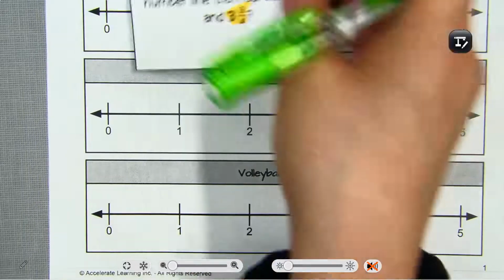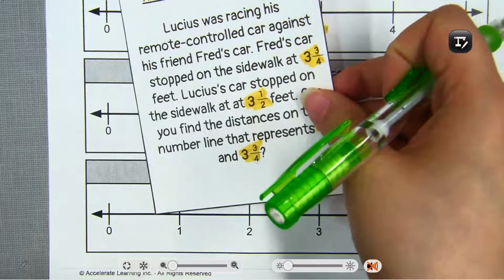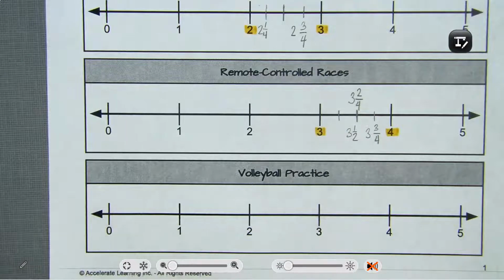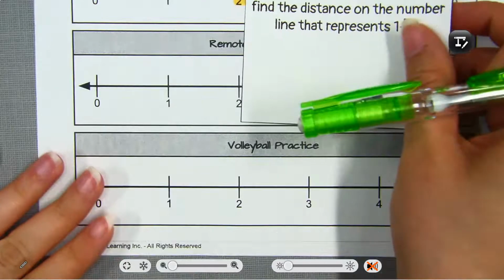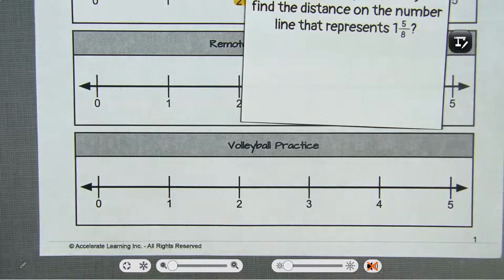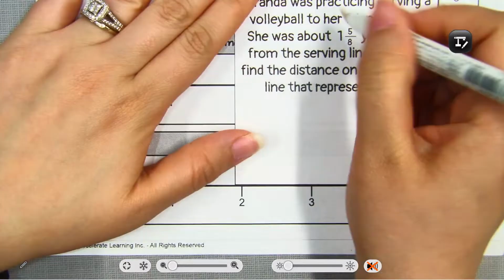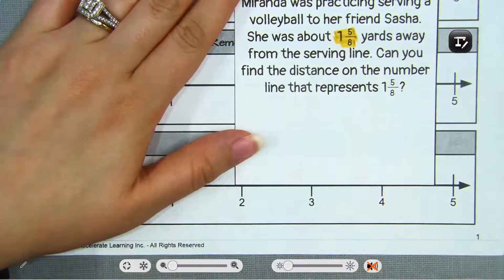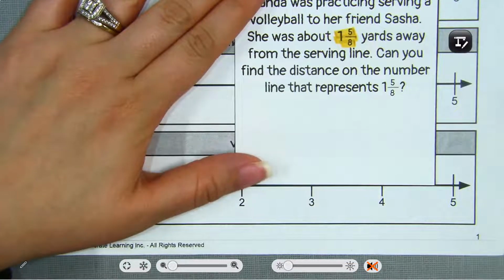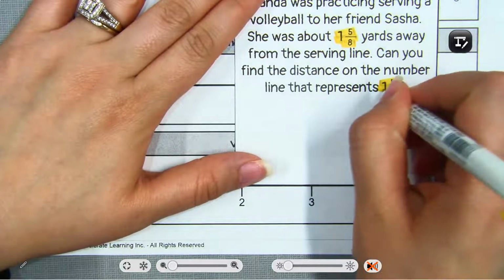Let's look at another one. So that one was kind of tricky. This one: Miranda was practicing serving a volleyball to her friend, Sasha. She was at 1 5/8 yards away from the serving line. Can you find this distance on the number line that represents 1 5/8?